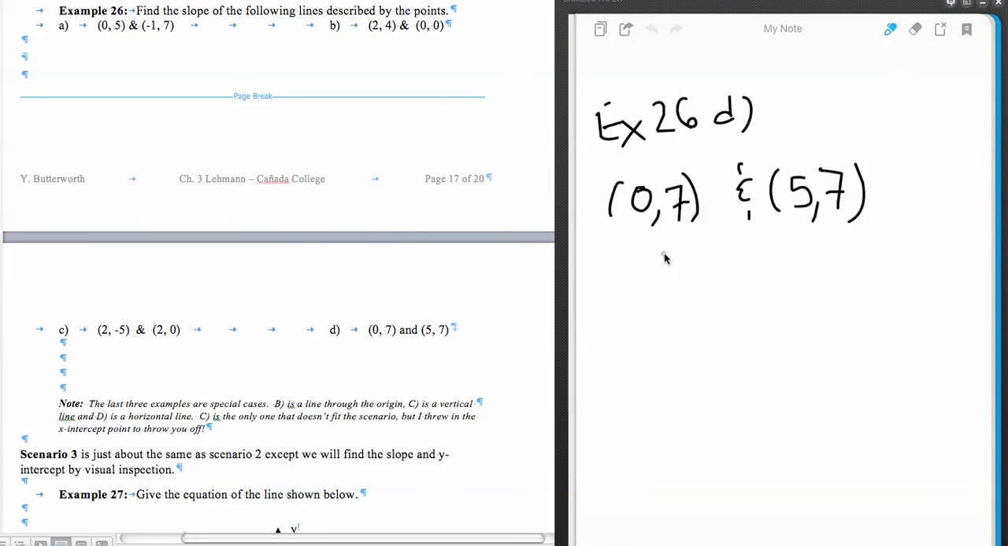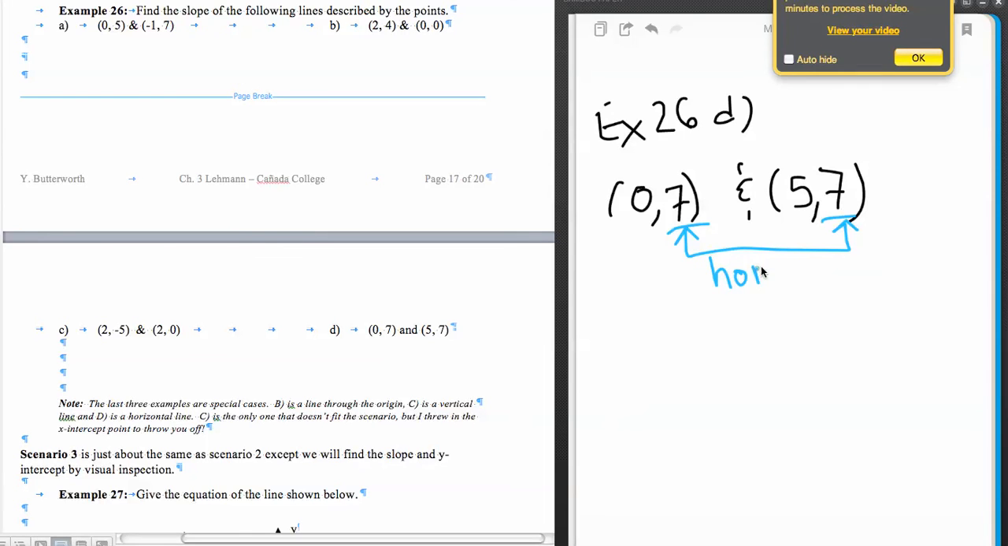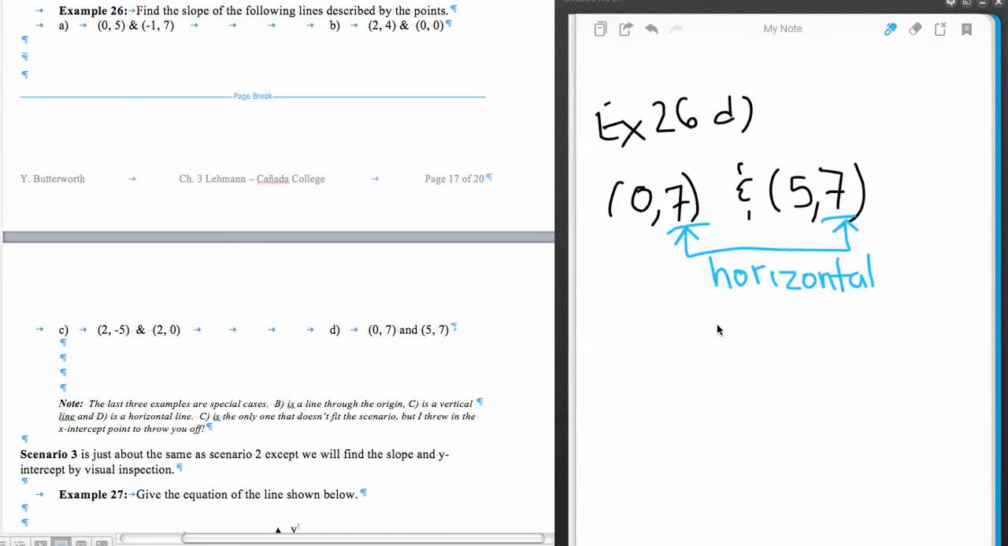Now the next one, the same thing. You want to learn to look to see, are both the x's or are both the y's the same? And you notice here that both the y's are the same. When both of these things are the same, we're being shown that this is a horizontal line. And when we have a horizontal line, what we see is that our equation is being told to us. Y has to be equal to that 7. And that's it. That's our equation. So we want to remember, don't waste our time.